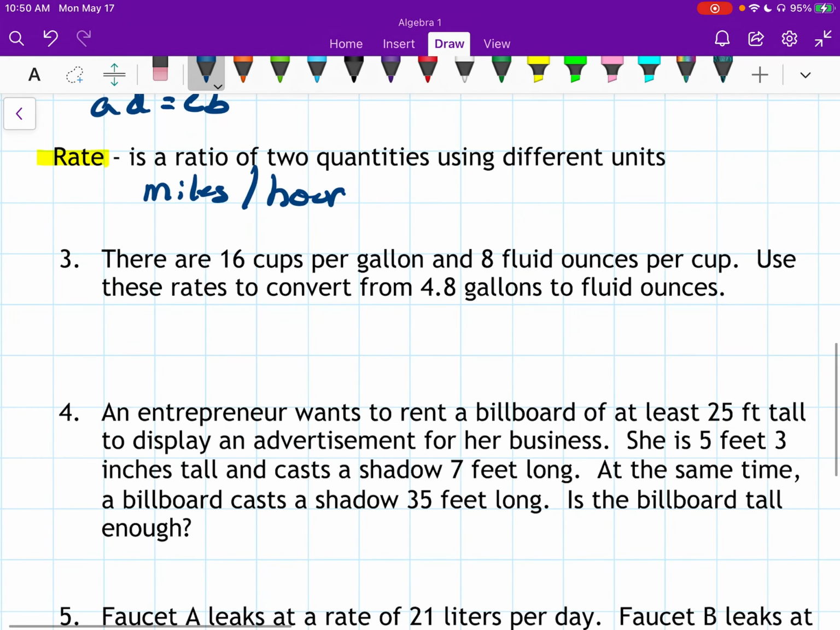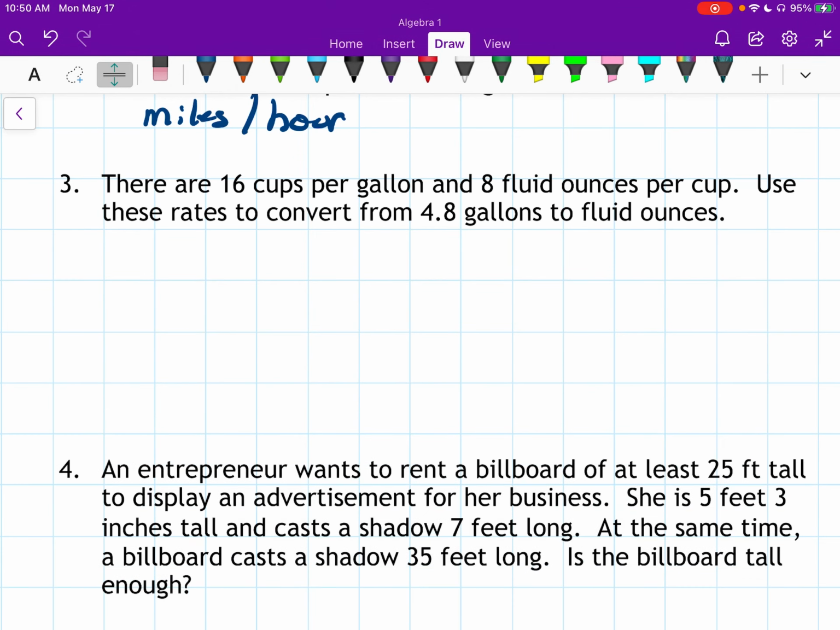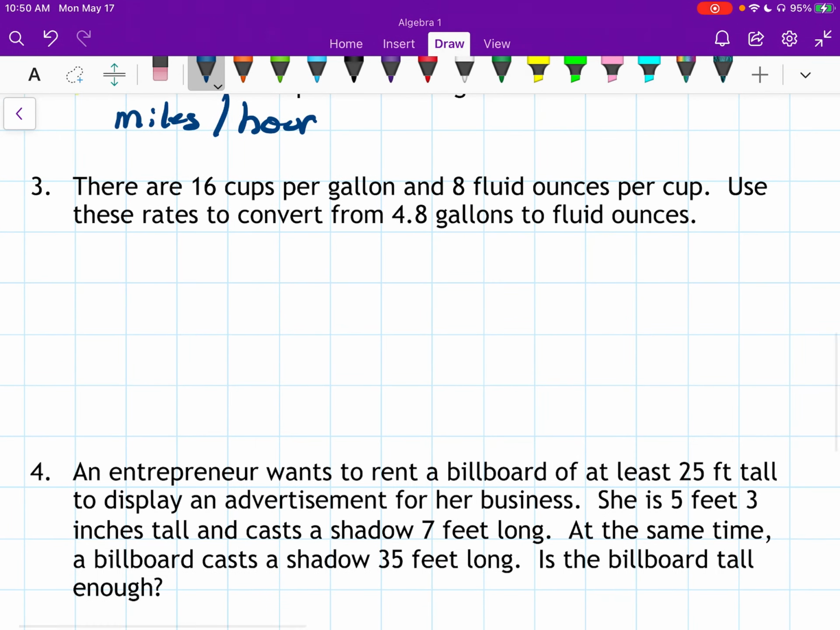All right, number 3. Here we want to convert between some different units. There are 16 cups per gallon and 8 fluid ounces per cup. Use these rates to convert from 4.8 gallons to fluid ounces. There are different ways we can approach this. What I'm going to do is use conversion factors, and I think that's the most tried and true way.